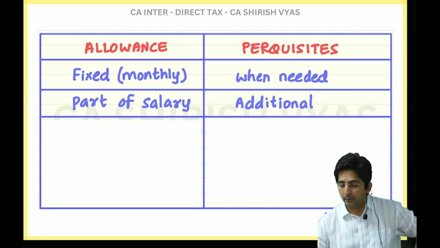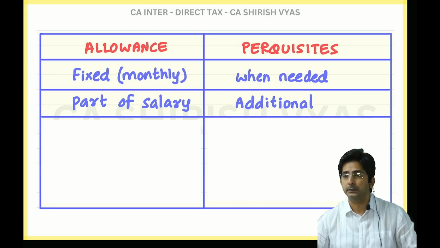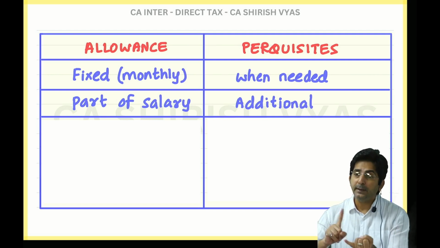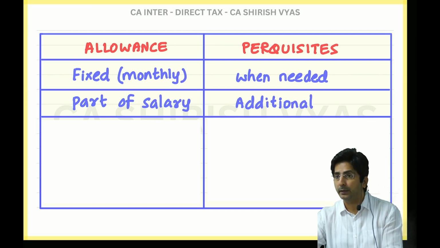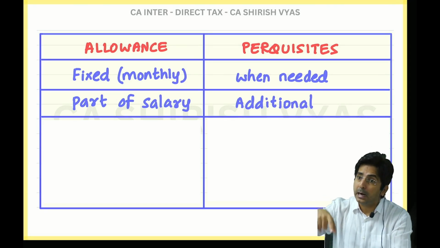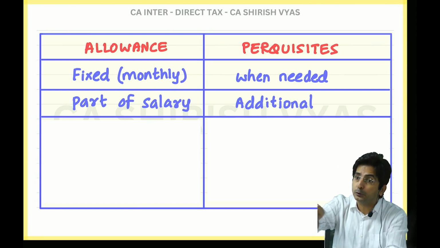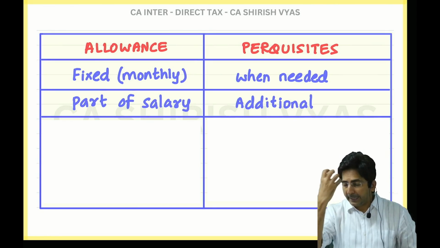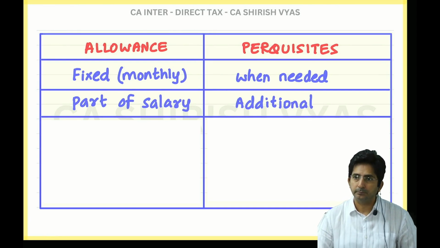Okay. Now if you understood, answer this. For education of children, if it is an allowance, how will it be? If it is a perquisite, how will it be? And in that also monetary, non-monetary, explain both. Take the example of children's education.